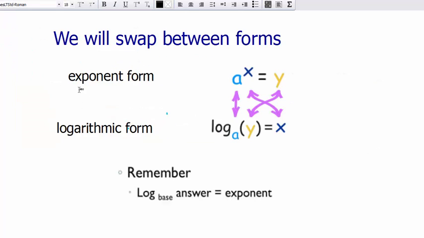This is the first one to go between exponential form and logarithmic. The base goes down below. It's a sub number. And x and y swap places. I just found this week, and I like it a lot. Log base answer equals exponent. So these are the two things we're going to look at to try to swap things around. The base has a very specific spot, and x and y swap places.